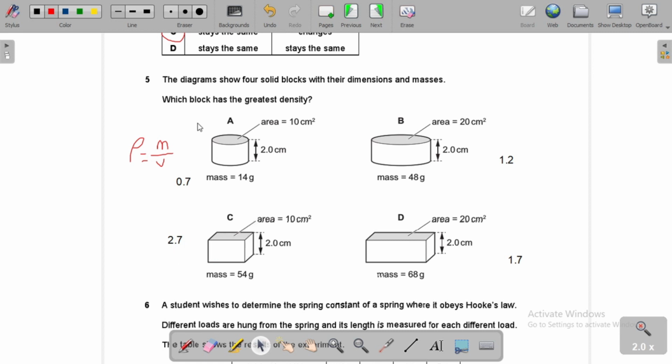Okay, and the question is, which block has the greatest density? The density here is 0.7, density here is 1.2, density here is 1.7, and this is 2.7. So the answer is C. Remember how I got it? All you need to do is to divide the mass by the volume, that's area times height.